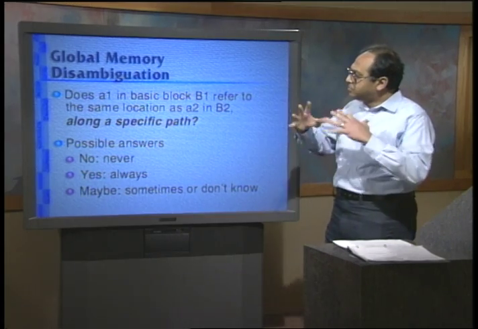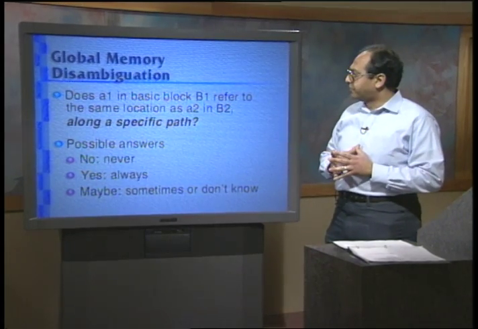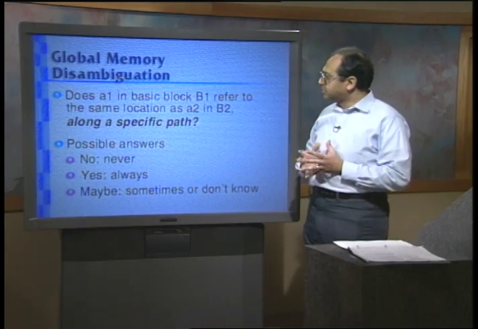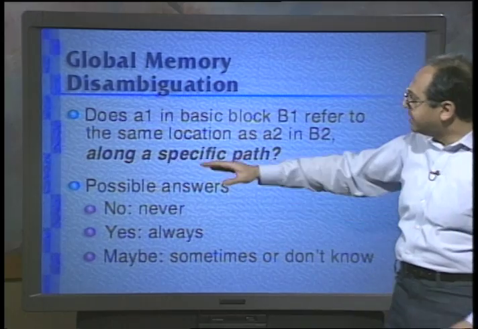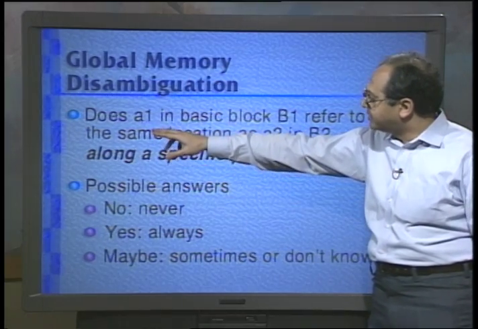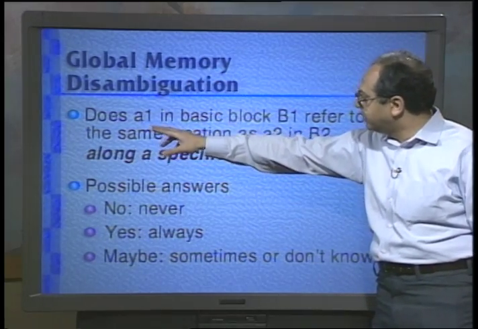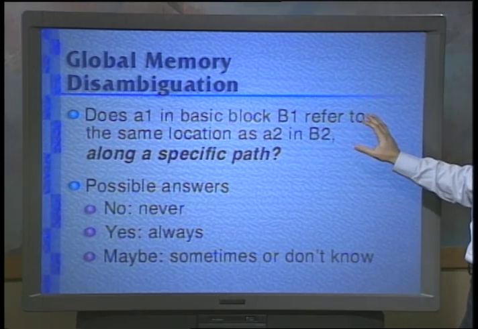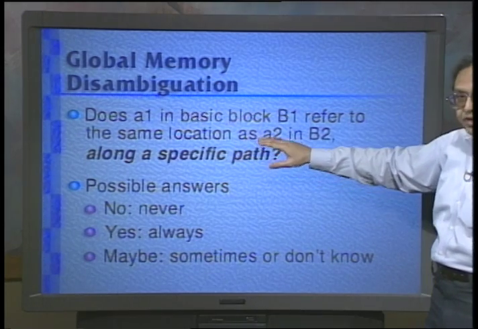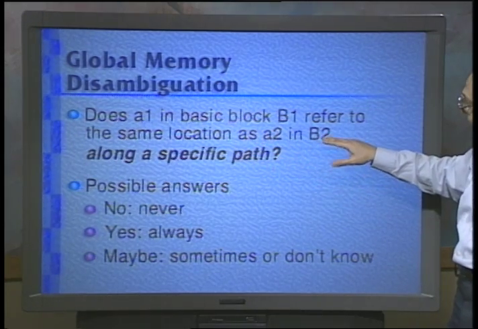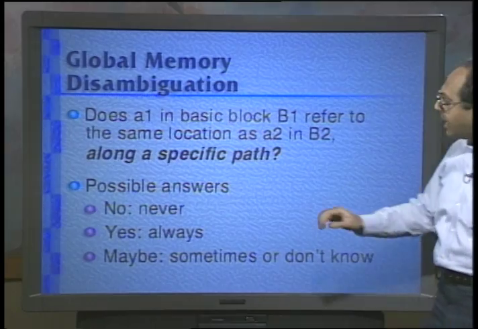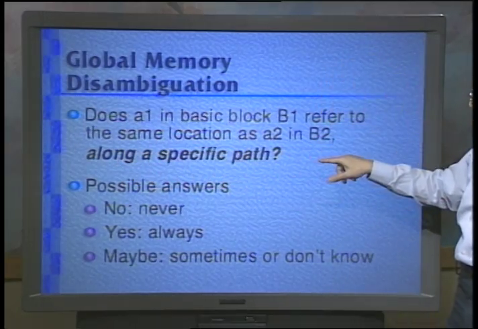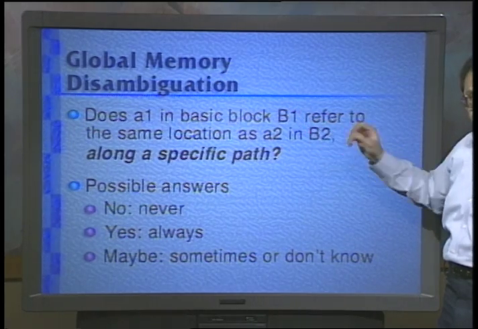Now, let's move this from trying to do memory disambiguation within a single basic block to across multiple basic blocks. And the question can now be rephrased as: is the address A1 that was used in basic block B1 referring to the same location as the address A2 that was referenced in basic block B2? And is this the same along some specific flow of control that goes through both B1 and B2?